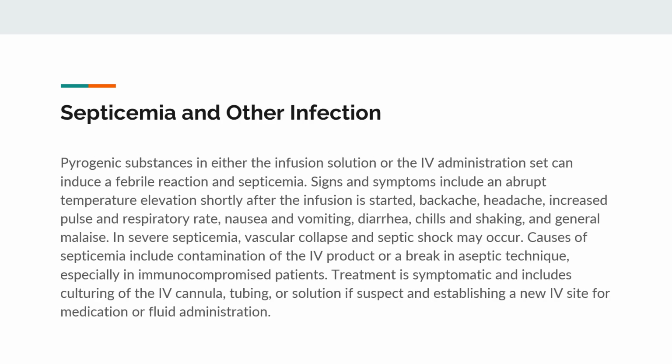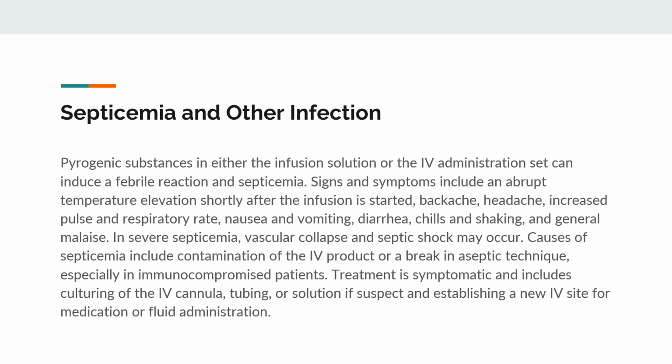Septicemia and other infection. Pyrogenic substances in either the infusion solution or the IV administration set can induce a febrile reaction and septicemia. Signs and symptoms include an abrupt temperature elevation shortly after the infusion is started, backache, headache, increased pulse and respiratory rate, nausea and vomiting, diarrhea, chills and shaking, and general malaise.